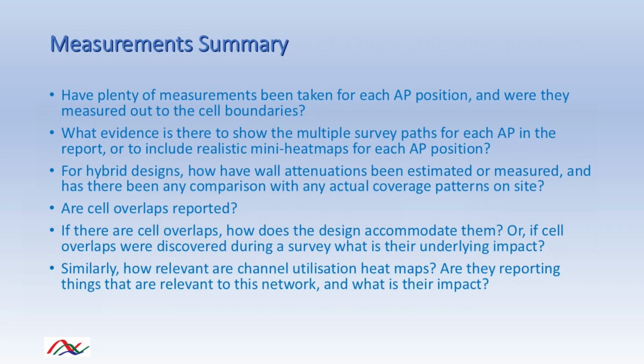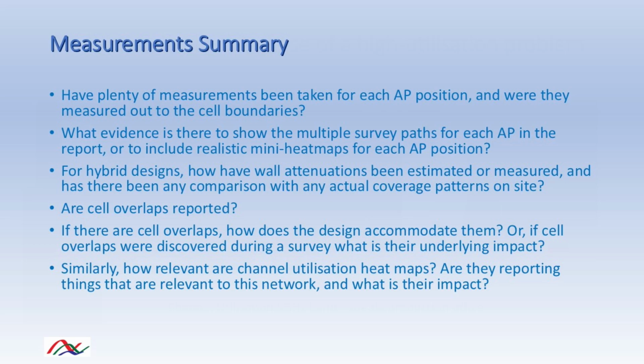So, in summary, have plenty of measurements been taken for each AP position, and were they measured out to the cell boundaries? What evidence is there to show the multiple survey paths for each AP in the report, or to include realistic mini heat maps for each AP position? For hybrid designs, how have wall attenuations been estimated or measured, and has there been any comparison with any actual coverage patterns on site? Are cell overlaps reported?